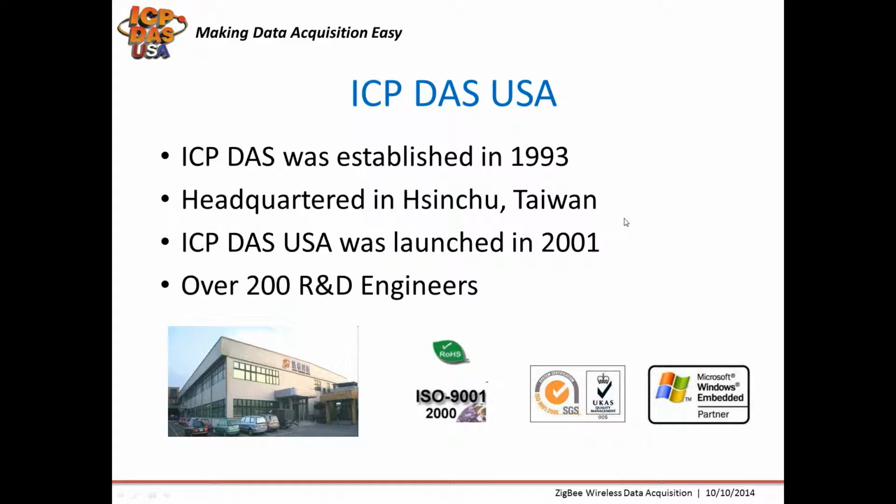ICP was established in 1993. Our headquarters is located in Hsinchu, Taiwan. ICP USA was launched in 2001 to support the North and South American markets. We work closely with our R&D department to add new features to products, develop new products, and to support our customers. We provide free technical support, and we can provide programming services if needed. For any orders over $200,000, programming and systems integration services are free.